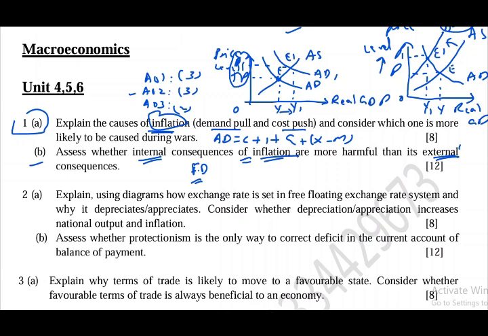And in conclusion, you can say that internal consequences may be more harmful than the external consequences if the country is not involved in international trade a lot, right? There are many countries that don't trade internationally with other countries, or they trade in limited amounts, so they will not be affected a lot. But on the other hand, if the country is heavily involved in international trade, then it will be affected a lot because of inflation. So its external consequences will be more harmful than the internal consequences.